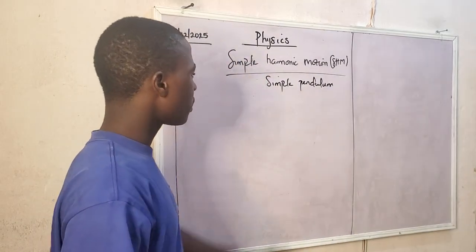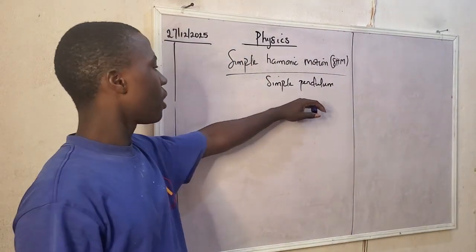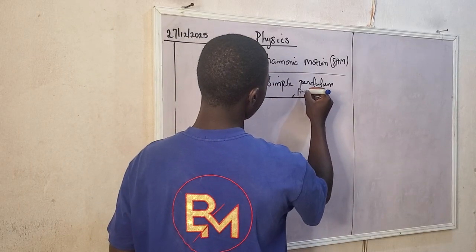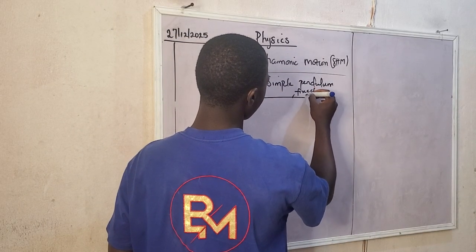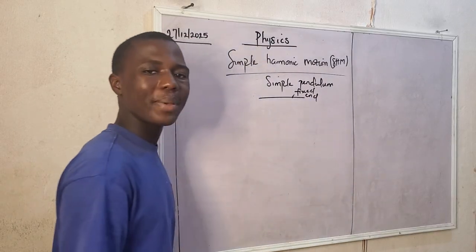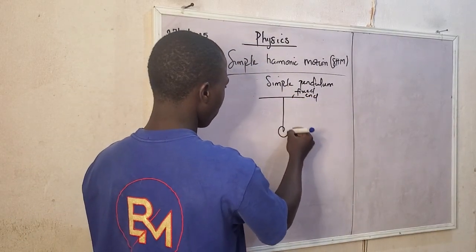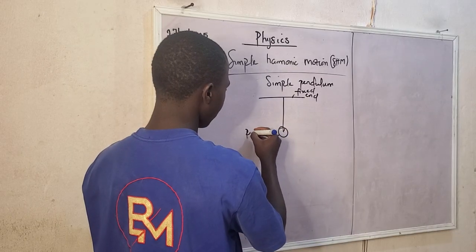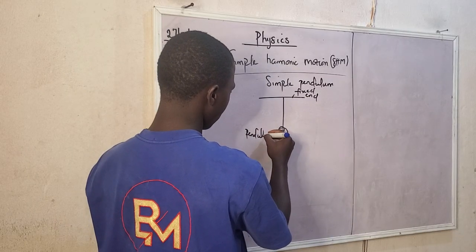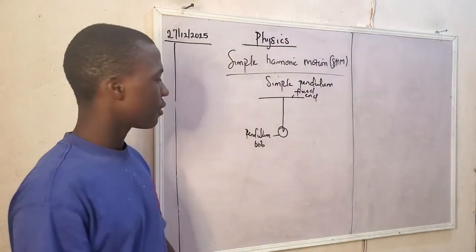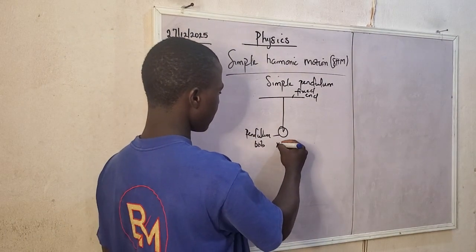Now, what do we have for our simple pendulum? We have a fixed end here. This is our fixed end. And then we have a pendulum bulb attached to this fixed end. This is the pendulum bulb. Here, S is equal to 0.